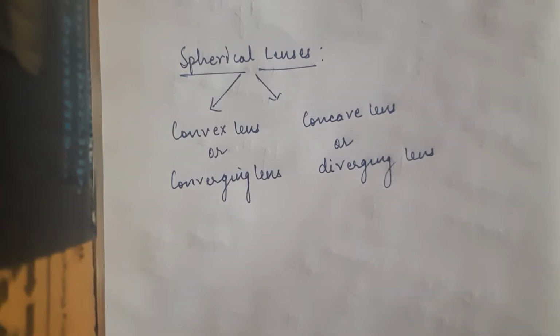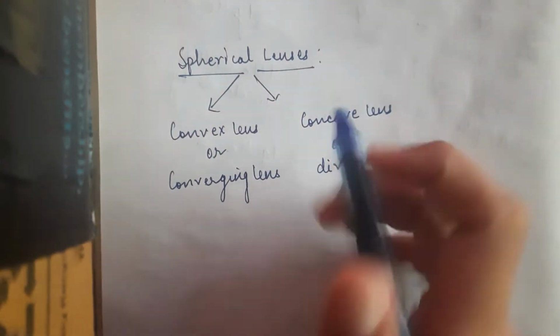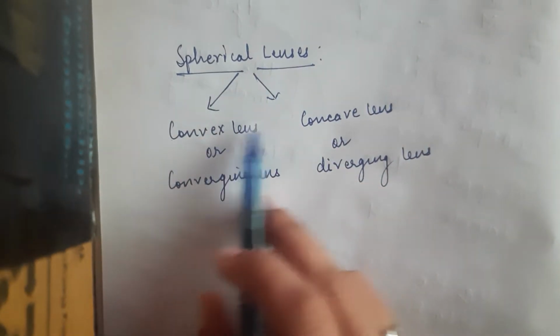Hello friends, I'm here today to explain the ray diagram formation by lenses. Before moving to that, I will first explain what a convex lens is and what a concave lens is. So let's start. You can see here that we have two kinds of spherical lenses.